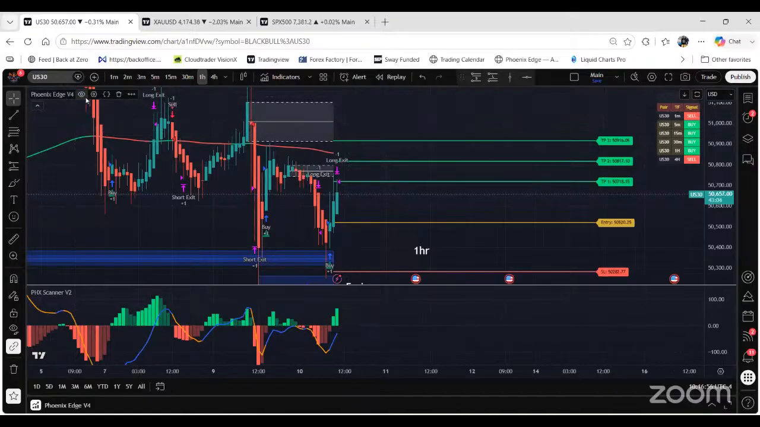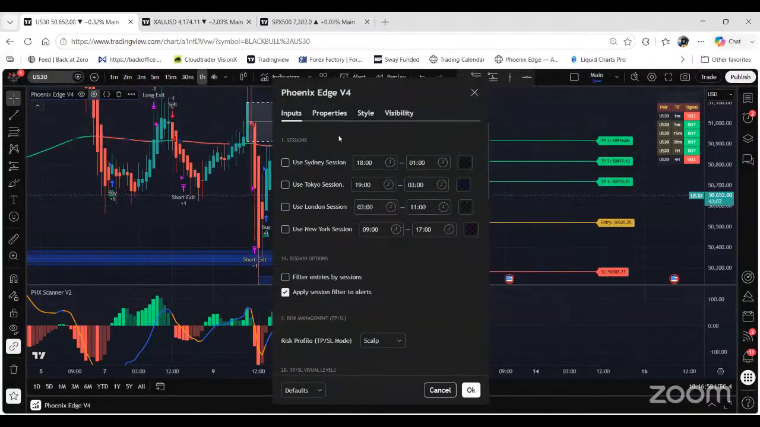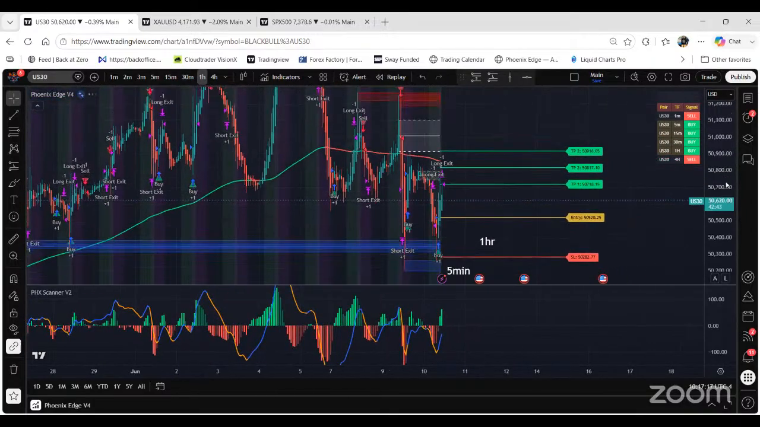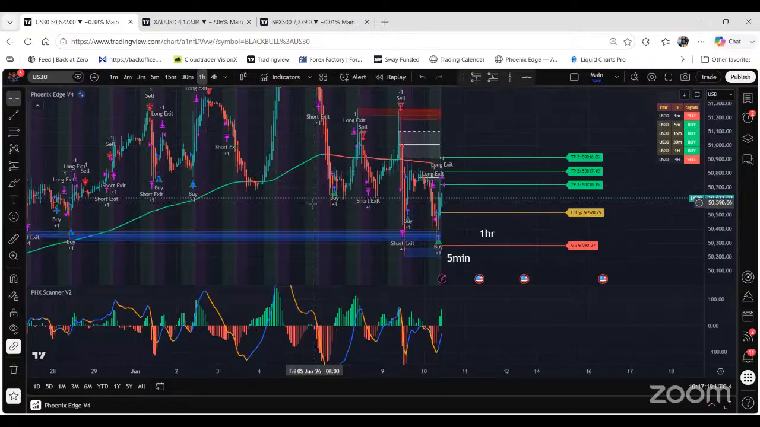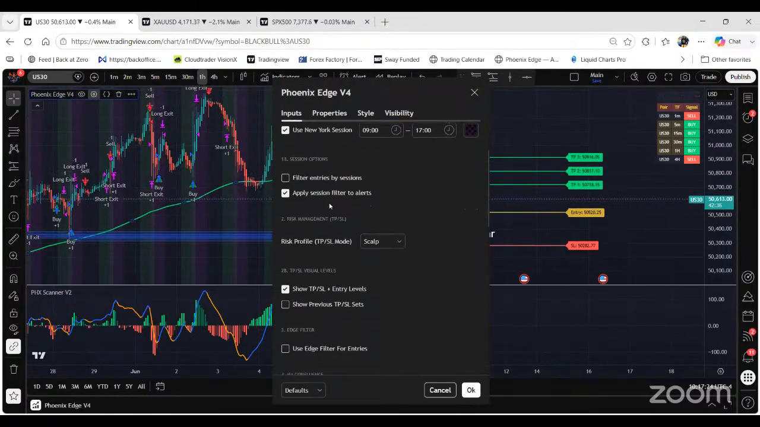All right, and go through the settings real quick. We have our sessions. The session times are already in by default. And then we have Sydney, Tokyo, London, New York. If you only wanted to, well, yeah, we'll go with, you want to trade London and New York, highlight them, and it would show you which sessions you're currently in. If you only wanted to see signals during those two sessions, you can turn on filter entries by sessions.